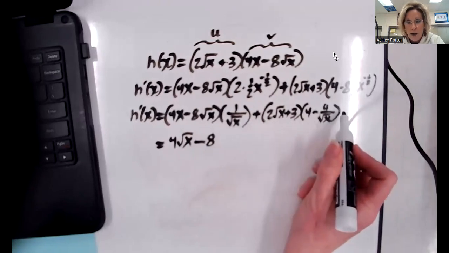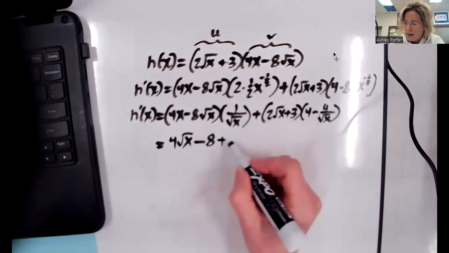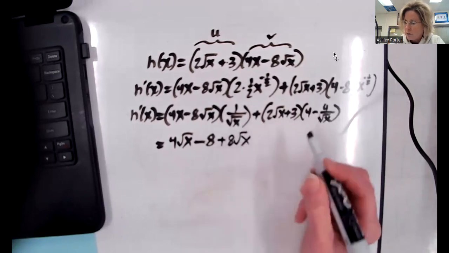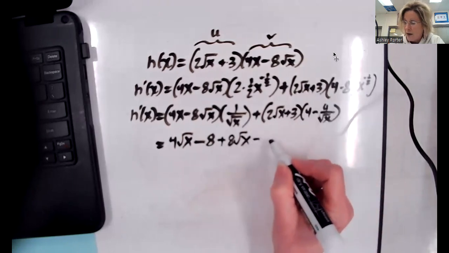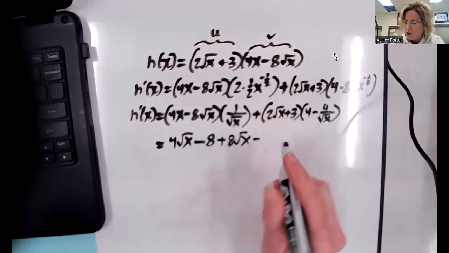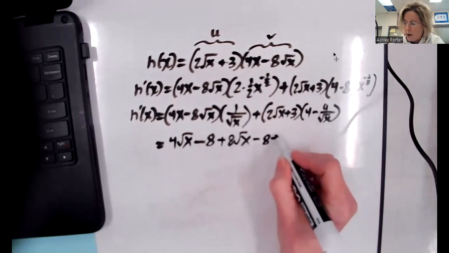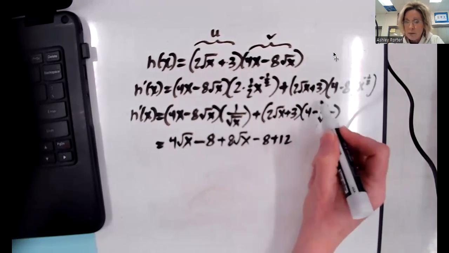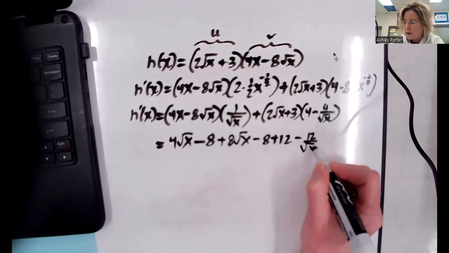On this part, we're going to have to FOIL. So 2 square root of x times 4 is 8 square root of x. 2 square root of x times negative 4 over square root of x is negative 8. And again, the square root of x is canceled, so just minus 8. 3 times 4 in the middle is 12. 3 times negative 4 over root x is negative 12 over square root x.